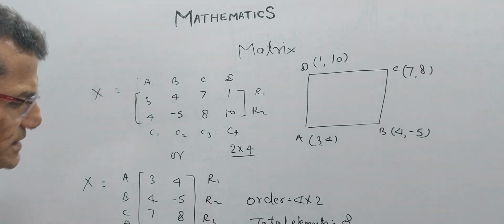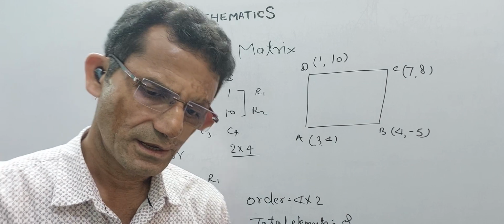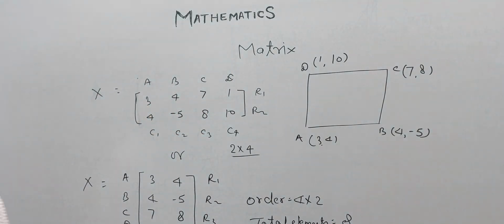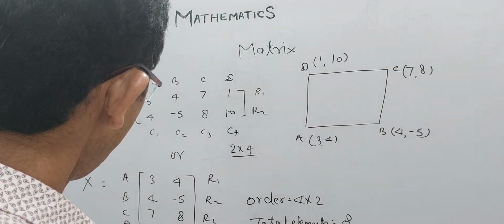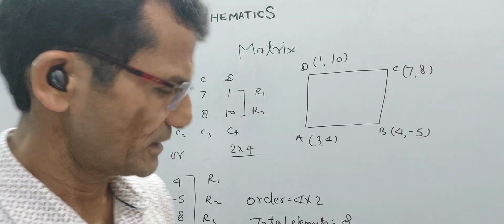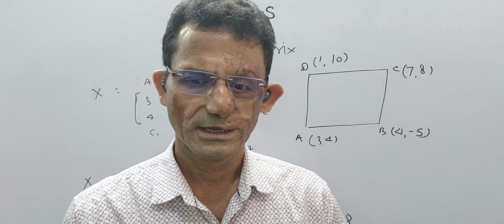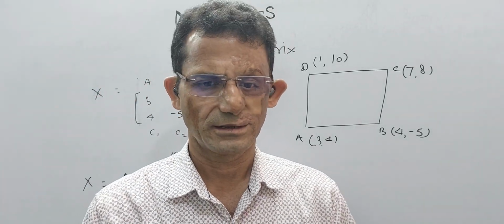In this way, a matrix makes it much easier to represent data in a mathematical way, in a sequence and in an ordered way. Next, we will start some types and questions on the matrix in the next sections. Goodbye till then.